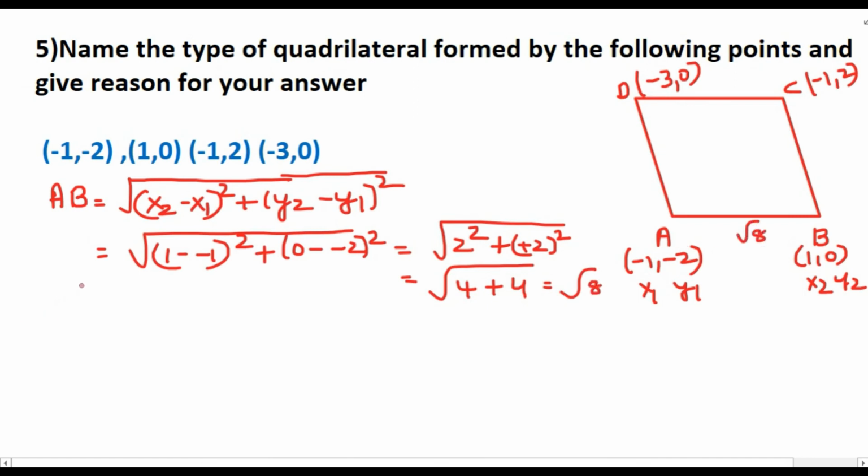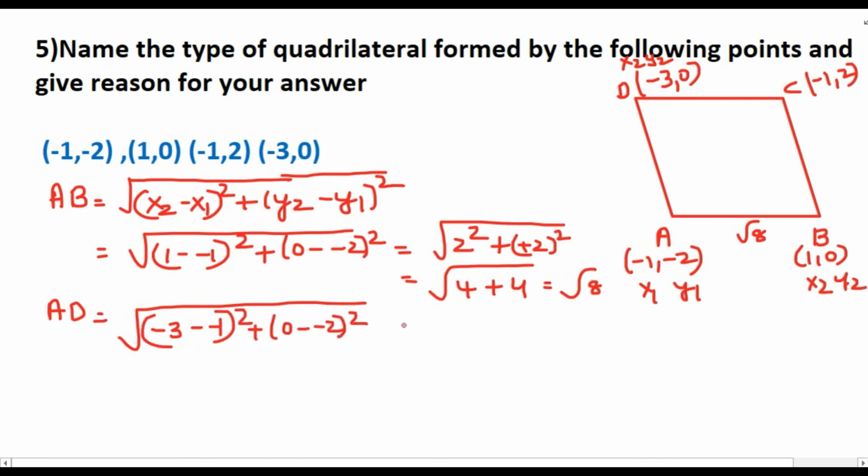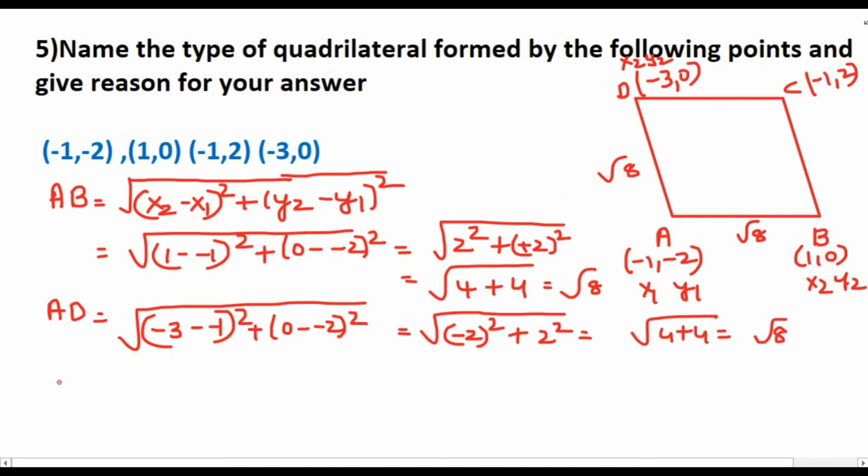Now let's find out AD. Again, this I am going to take as x1, y1 and this will be my x2, y2. So when you use the distance formula, it is (minus 3 minus 1) the whole square plus (0 minus 2) the whole square, which is equal to (minus 3 plus 1) is minus 2, the whole square, plus 2 square. Again it is 4 plus 4, which is equal to root 8 units. So this is also root 8.